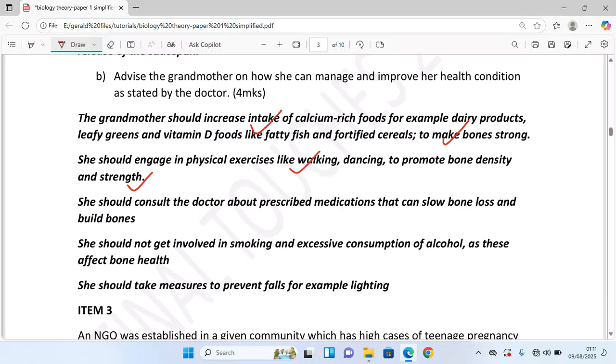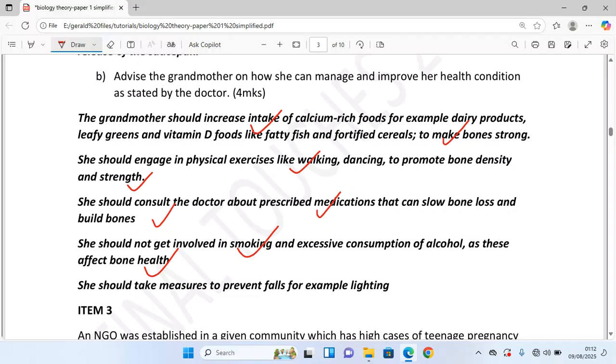See? Let our points be built up so that they come with not leaving out questions. She should consult the doctor about prescribed medications that can slow bone loss and build the bones. See? These are different ideas, not necessarily on food, but giving different aspects. She should not get involved in smoking and excessive consumption of alcohol. Why? Because these ones affect bone health. So that's how.